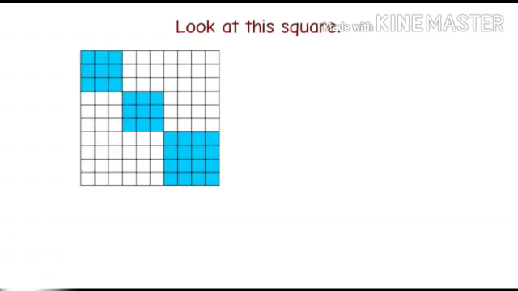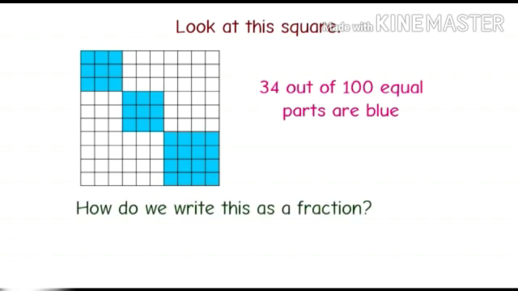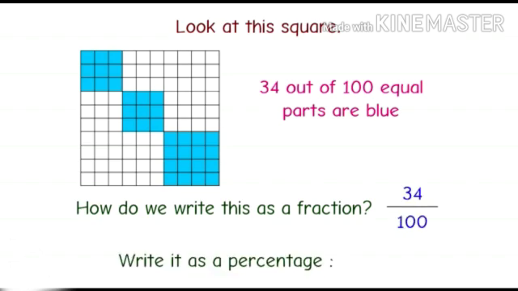Look at this square. 34 out of 100 equal parts are blue. How do we write this as a fraction? Yes, 34 by 100. Write it as a percentage, 34%.